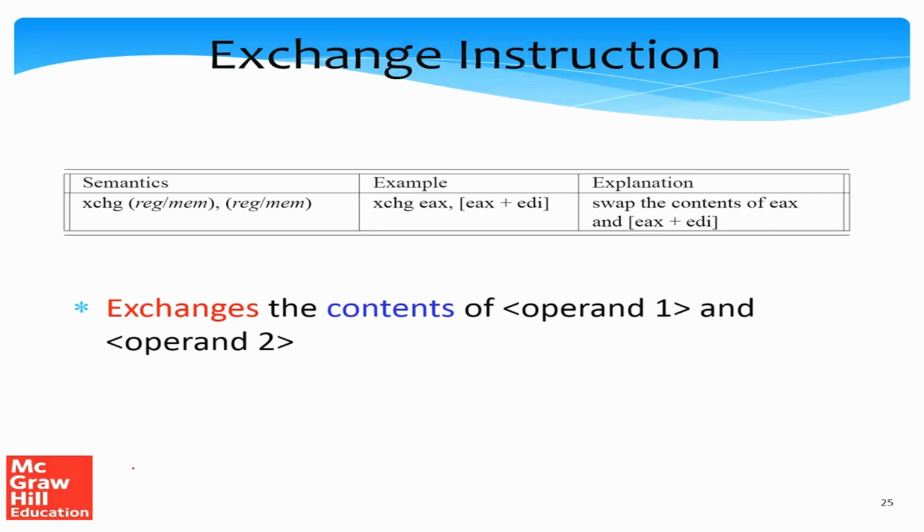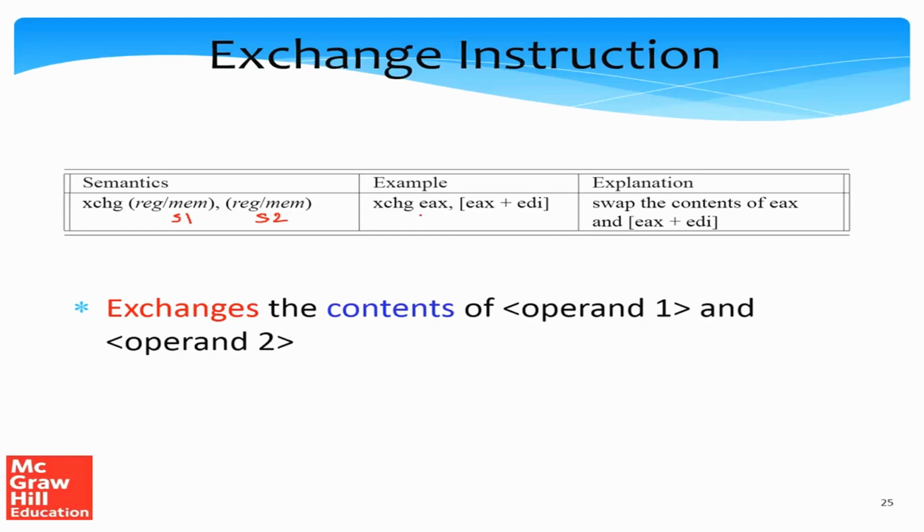The main idea is that exchange takes two arguments, two sources, which are also destinations, by the way. Source 1 can be a register or memory, and source 2 can be a register or memory. I can write S1 and S2. But mind you, both cannot be memory locations. So the same constraints still hold.